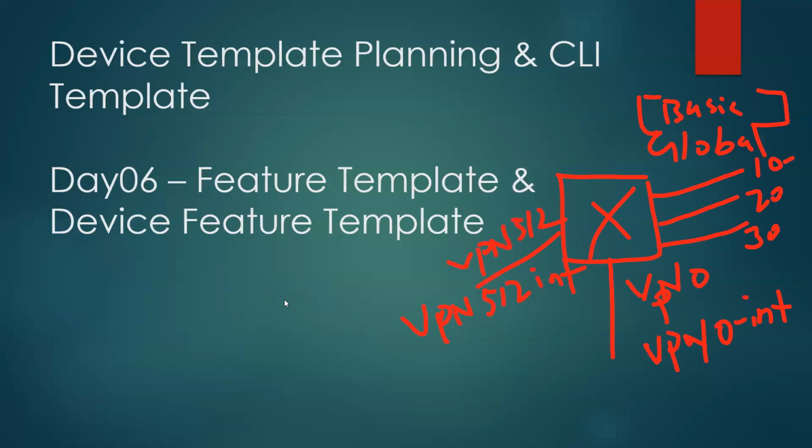And suppose in these VPNs, if you are running some BGP, OSPF, EIGRP, we have to do those configurations. Right. So today I will go to one of the data center devices and slowly we'll build VPN 0, VPN 512 and any service VPN, maybe VPN 10 and VPN 20 configuration, apart from the global configuration, right?